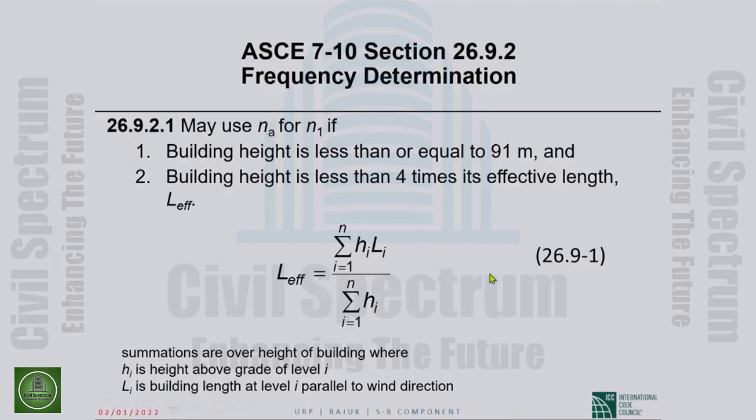So you take the length, L, which is always the plan dimension parallel to wind, and perpendicular to wind, the plan dimension is B. Remember that always in ASCE 7 wind provisions, capital L is plan dimension parallel to wind, and B is plan dimension perpendicular to wind. So you take the plan dimension parallel to wind at level i, multiply that by the height to level i, sum over all the stories in the building, and divide that by the sum of heights to the various levels.